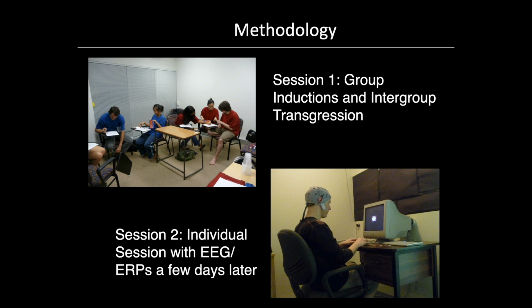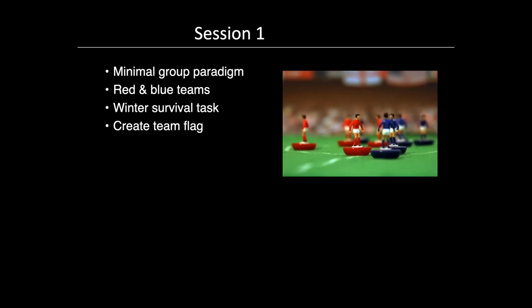So what exactly happened in the intergroup transgression? Well, at session 1, as I said, participants were divided up into 2 teams, the red and the blue team. And when they worked in their own teams, they worked on something called the winter survival task, which is just a group activity to create more bonding amongst the members. So the blue team would work together for a while, the red team's working together for a while. And then the final task was that each team had to create a flag. So they created this flag, and they got to use some markers and a piece of paper to do this.